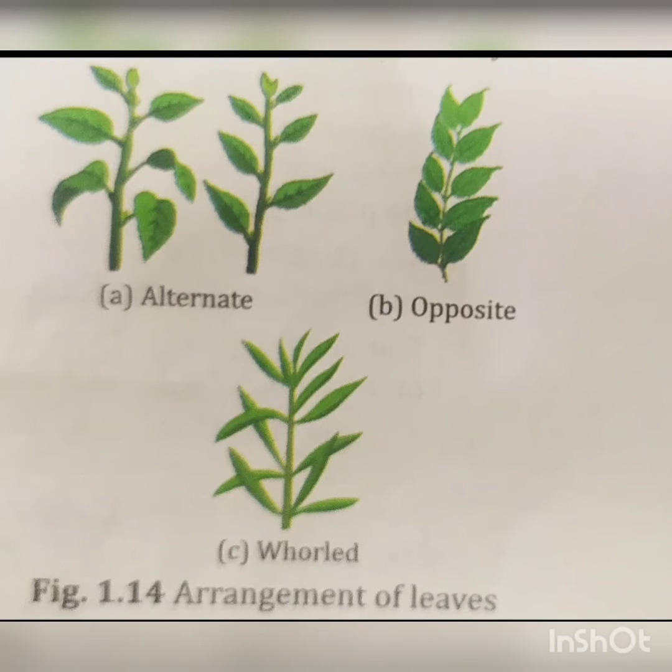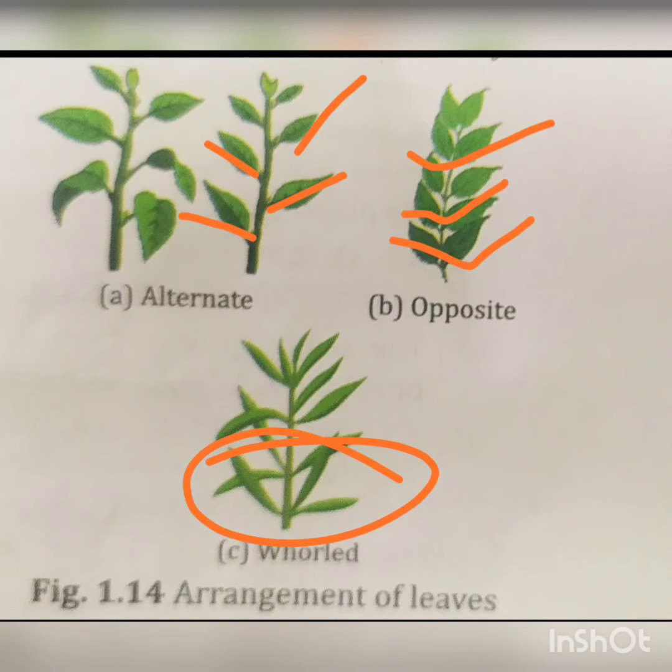Leaves arrange themselves on the branches in such a manner that they get maximum exposure to sunlight. They may be found arranged in the following three different ways: alternate, opposite, and whorled. The term used for the arrangement of leaves on the branches is called phyllotaxy.